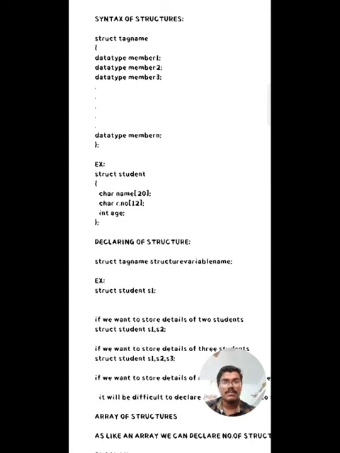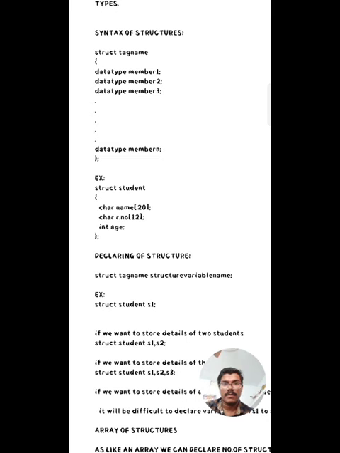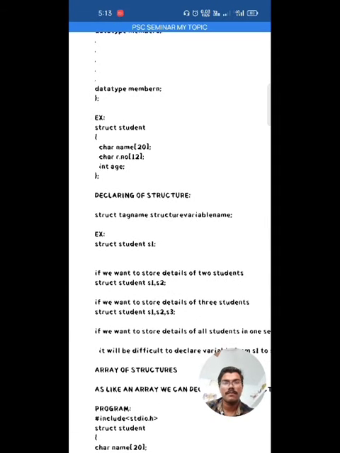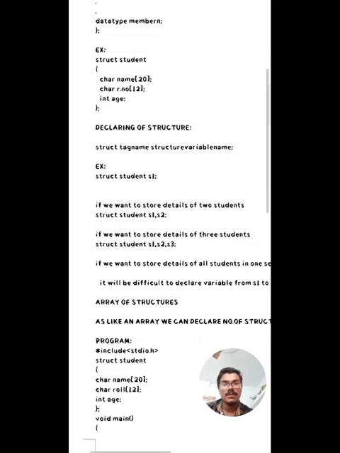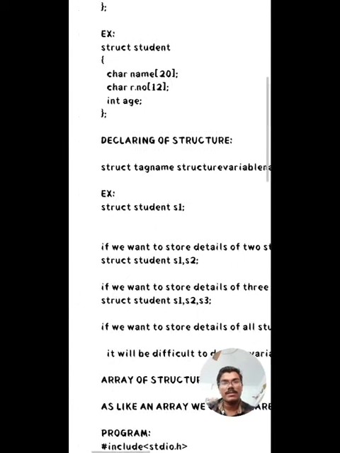Let us see the syntax of structures. struct, tag name, followed by a curly brace, data type member1, member2, and so on. It will end with a closed curly brace followed by a semicolon. Here a semicolon must be placed. For example, if you want to store the details of a student, like name, roll number and age, then the structure will be like this.